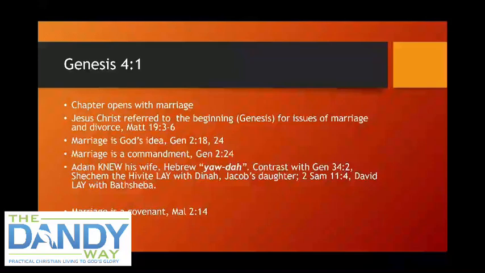What is a covenant? Okay. Let's quickly read Malachi 2:14. That shows us clearly that marriage is a covenant. Malachi chapter 2, verse 14. The priests were arguing with God here about their obedience.